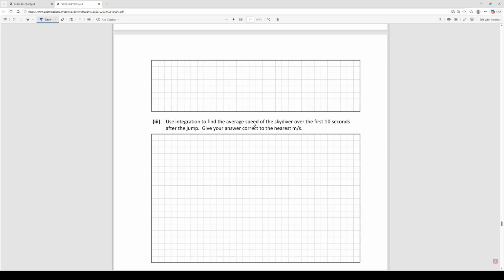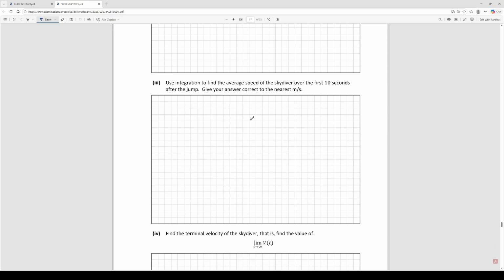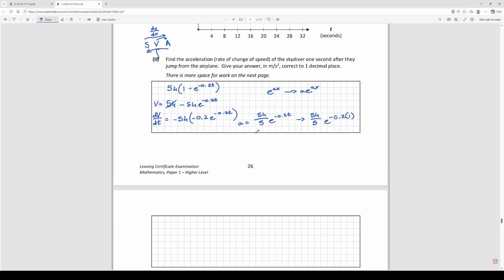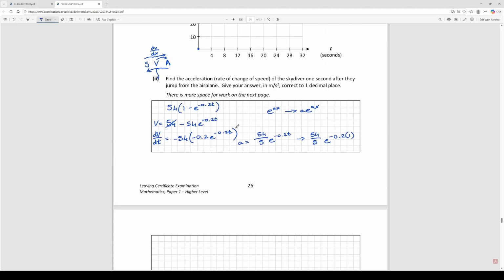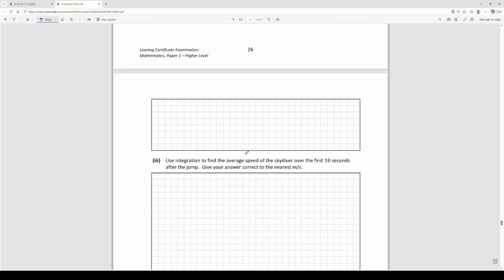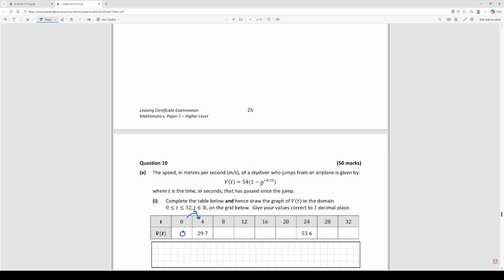Use integration to find the average speed. Okay, sorry about that. What are we doing? Oh yeah, find the acceleration after 1 second. Okay, so we differentiated. It said, yeah, use integration to find the average speed. So if it asks for the average speed, we have to integrate the speed formula. So we have to integrate this guy.